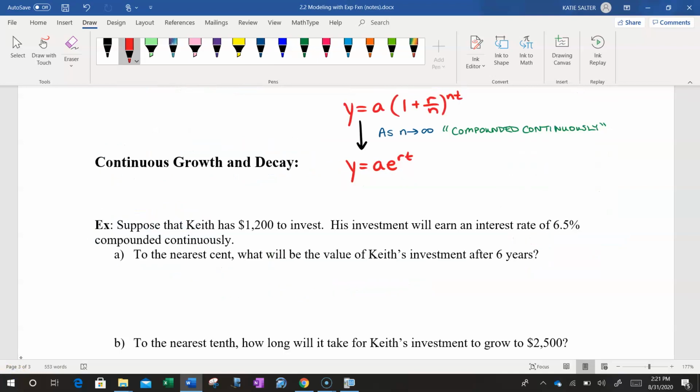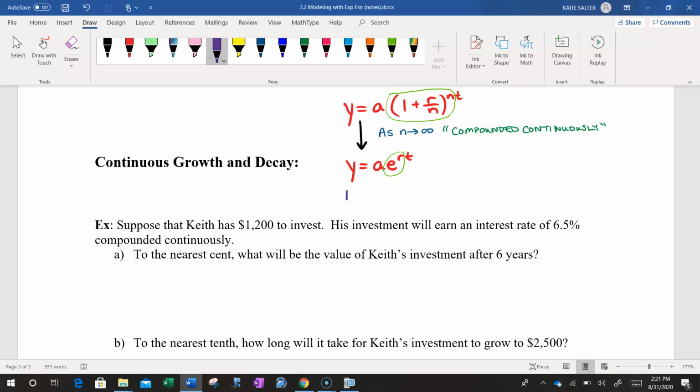So if we take our compound formula that we learned at the beginning of this lesson, y equals a times (1 plus r over n) to the nt, and we look at what happens as n approaches infinity. What happens, guys, is this part right here, (1 plus r over n) to the n, that I've just circled, it converges to e to the r. And that's where we get our compound formula.